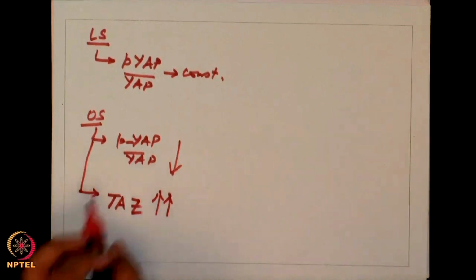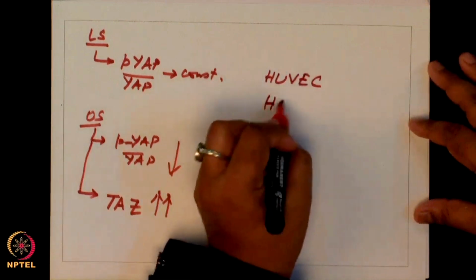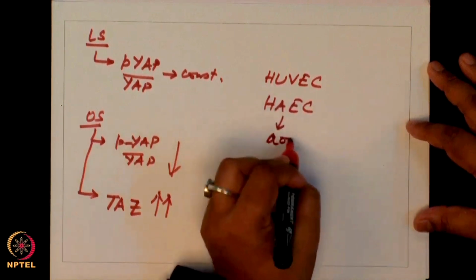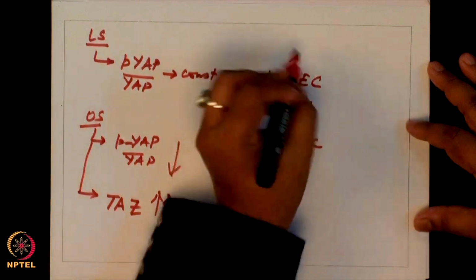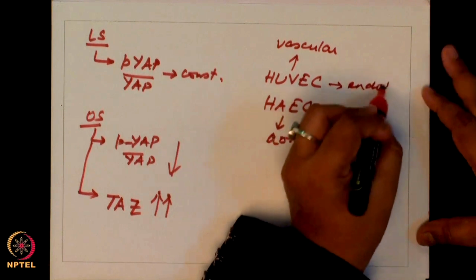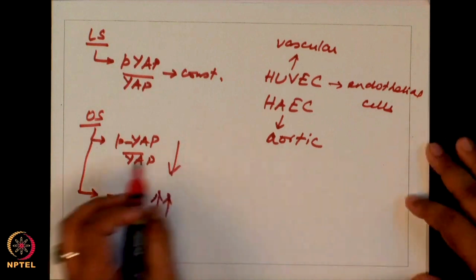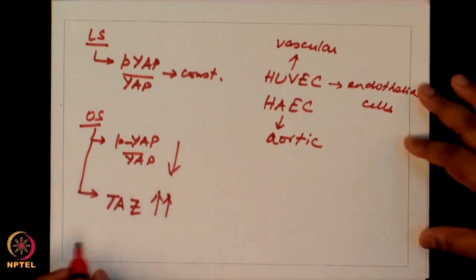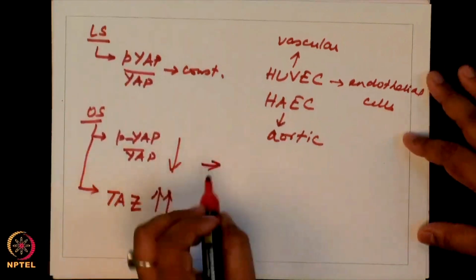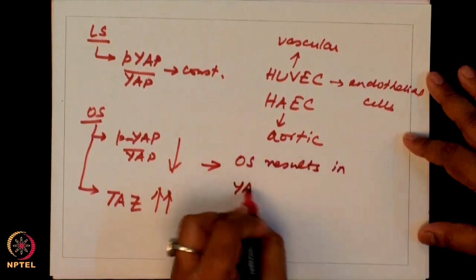So, this they observed not only in HUVEC cells, but also in aortic endothelial cells. So, this is aortic endothelial cells and this is vascular endothelial cells. EC stands for endothelial cells. In both these cases, they observed this particular profile, suggesting that OS results in YAP-TAZ activation.